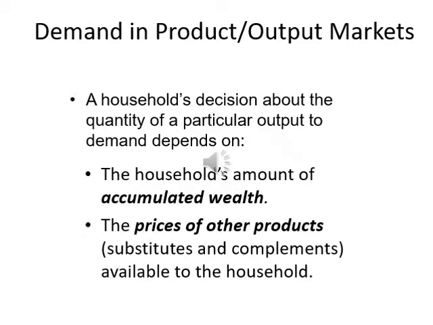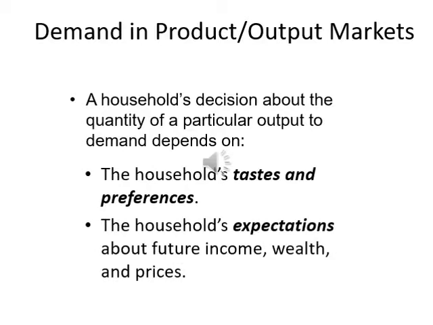There are four other components to decide demand. They are the household's amount of accumulated wealth and the prices of other products, substitutes and complements available to the household. The household's tastes and preferences and, finally, the household's expectations about future income, wealth, and prices.